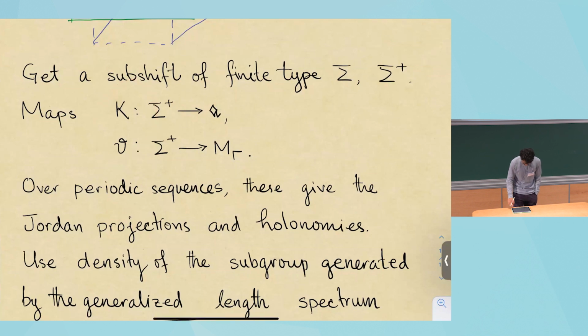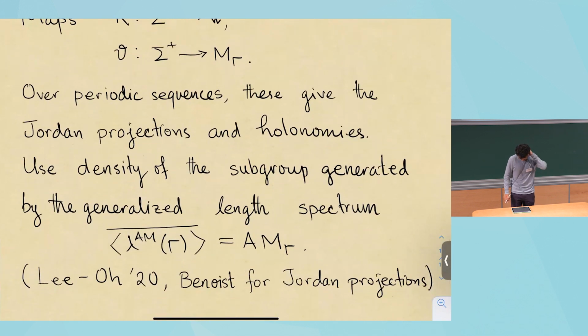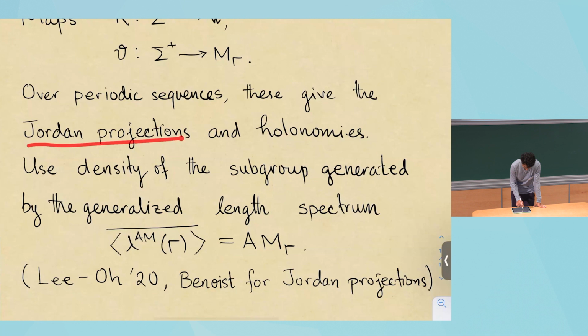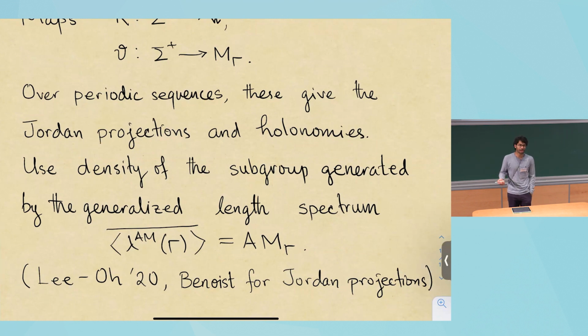So, okay, you have these maps. And the important thing is, over periodic sequences, these give the Jordan projection and holonomy. As I mentioned, if you take a periodic sequence, this corresponds to a closed geodesic, which corresponds to an element gamma in Gamma. So you can write it as a conjugate of an element in AM. And so the A part gives you this Jordan projection, the M part gives you this holonomy.